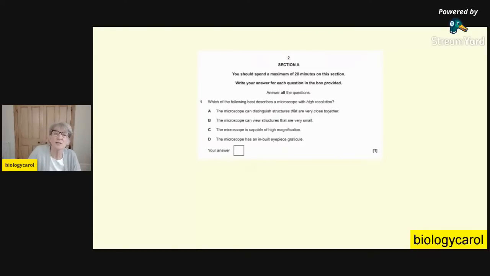Which of the following best describes a microscope with high resolution? A, the microscope can distinguish structures that are very close together. I'm loving that answer, but I'm going to check the others. The microscope can view structures that are very small. That is about magnification, not resolution. The microscope is capable of high magnification. Again, magnification, not resolution. And the microscope has an inbuilt eyepiece graticule. Absolutely irrelevant. So it is A.